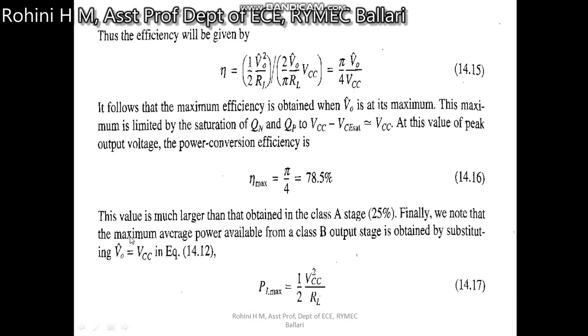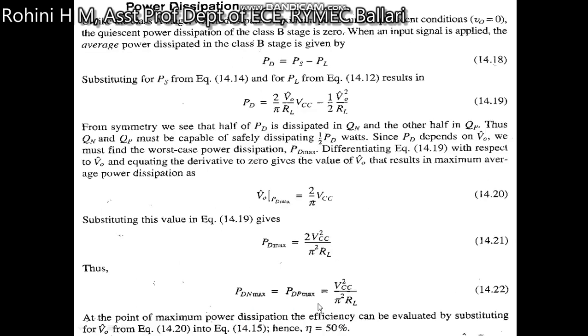Finally we note that the maximum average power available from the class B output stage is obtained by substituting Vout equal to VCC in the expression. So PL max is given by 1 by 2 VCC squared by RL.